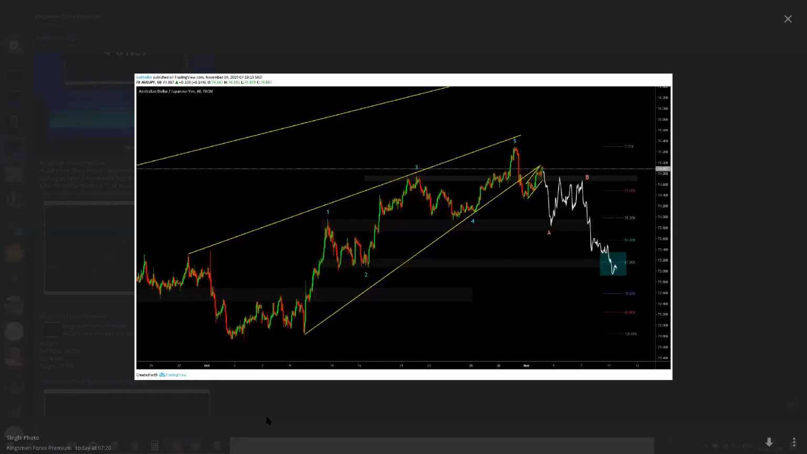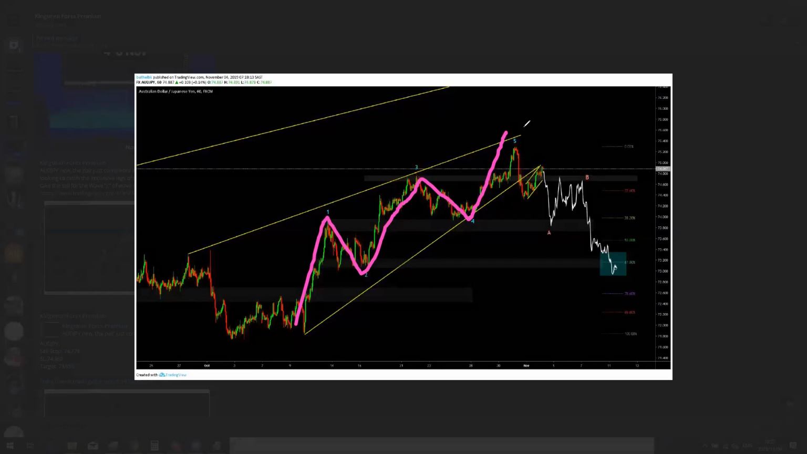On AUDJPY, we saw that we have this 5-wave move up. As you can see, 1, 2, 3, 4, 5. And then we are now having a corrective structure, which I expect to make A, B, and C. Already it looks like price has started to make A and B of the smaller degree. So we are looking to take a sell for wave C of wave A. We're going to sell from there and take our profits there.